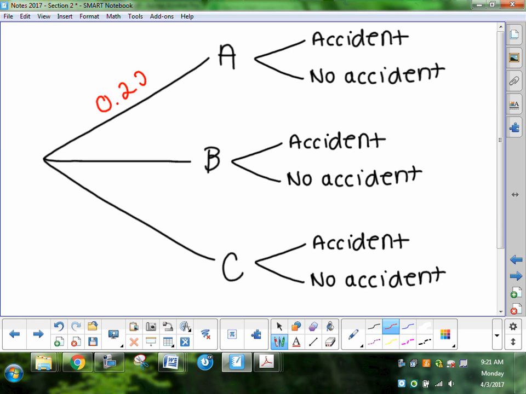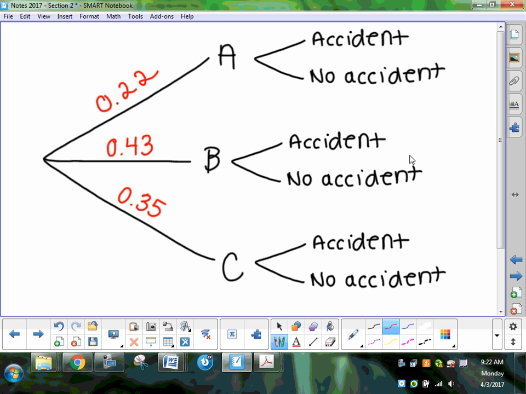What's the probability that group B is chosen? Hands up, please, if you can tell me that. Kirsten, what do you say? And then the probability that group C is going to be chosen, Philip, is what? 0.35. Is that what we got? Yes or no? Okay. Now, what's the probability that they're in group A and they have an accident? Hands up, please, if you can answer that. Yep. 0.5, which means no accident would be what?